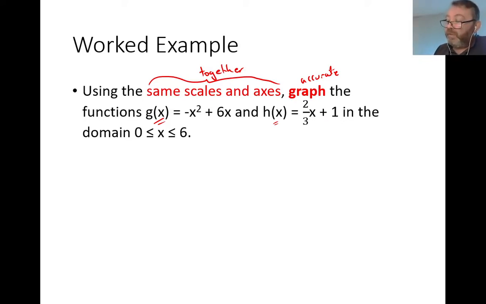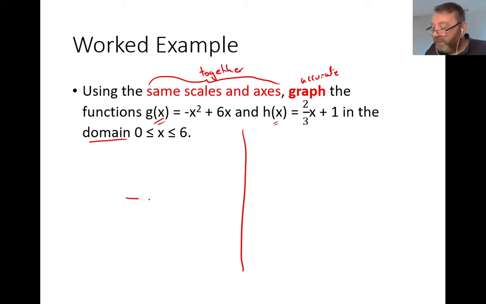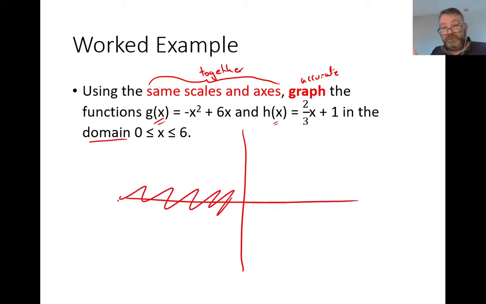So in this case, they want me to look at g of x, which is minus x squared plus 6x, and h of x, which is 2 over 3 x plus 1, from the domain 0 to 6. Now, this is extremely important. The domain, if you remember back to Monday's class, is all the x values I'm going to use. So in a situation like this, there will be no need for me to use any negative x values. So you're not going to divide your page up like that, for the very simple reason that you don't need that axis.